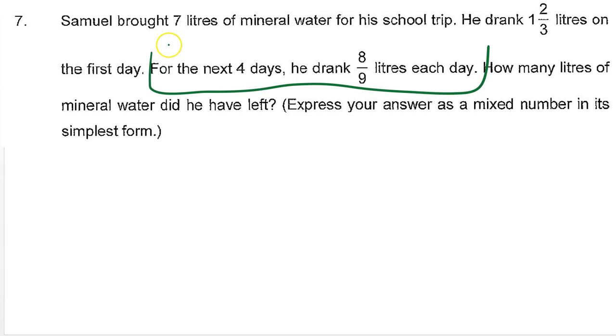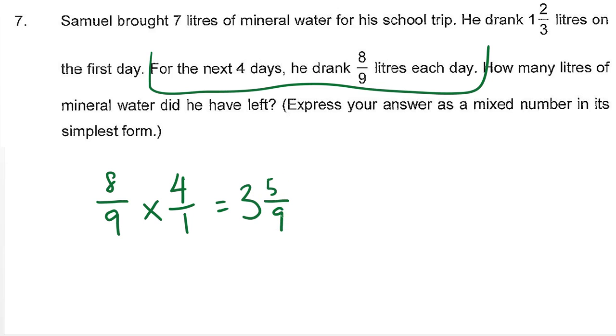So let's look at this sentence over here. For the next 4 days, he's going to drink 8/9 liters each day. So 8/9 is per day. I'm going to multiply it by 4. Now remember, this is paper 2, so you have the right to use a calculator. Please do not be tempted to use pen and calculations. When you do that and you multiply wrongly, you get a wrong answer, gone is your mark. So please don't do that, because you have your calculator. Make full use of your calculator. Press it and you get the correct answer even faster than working it out.